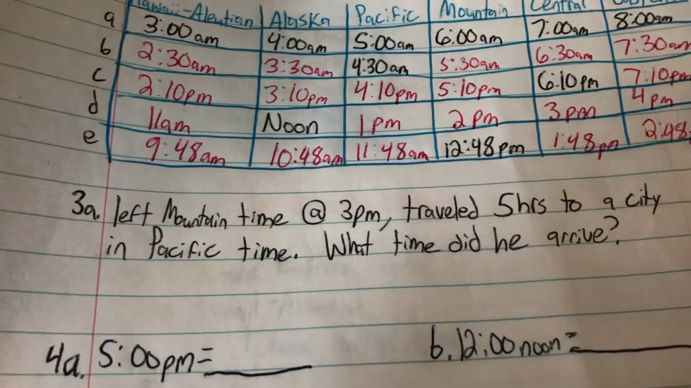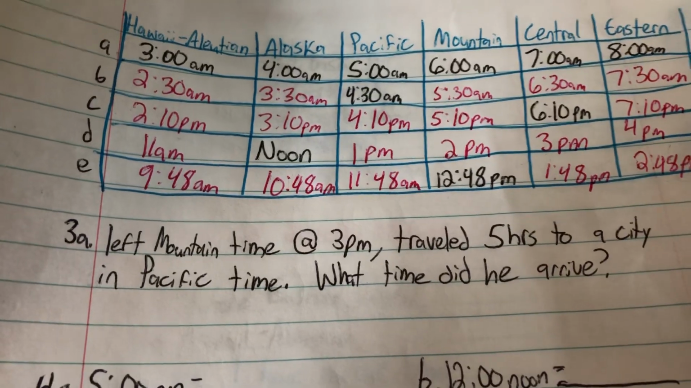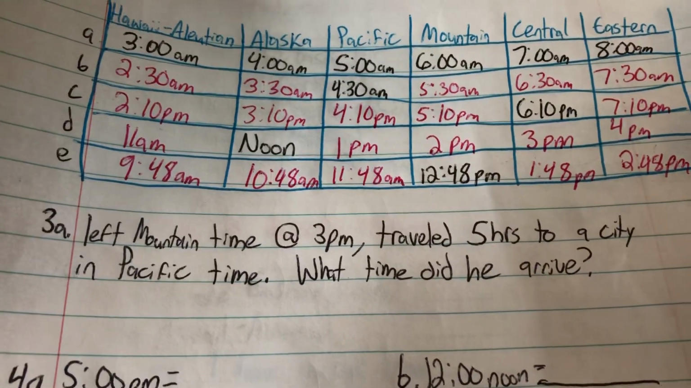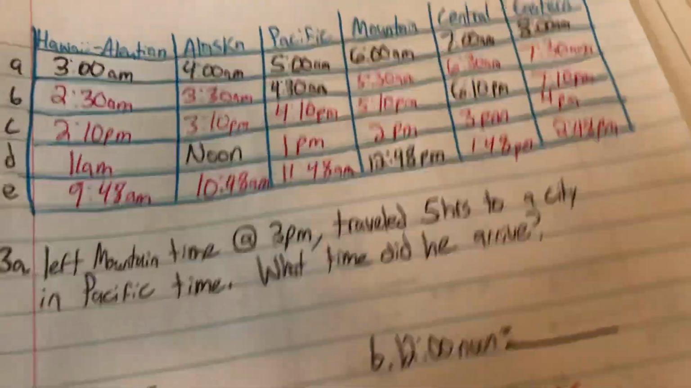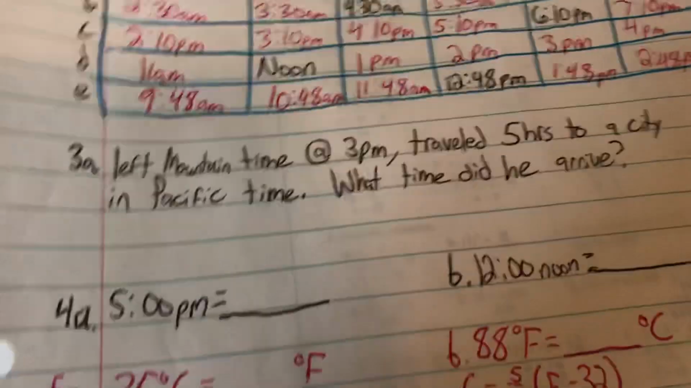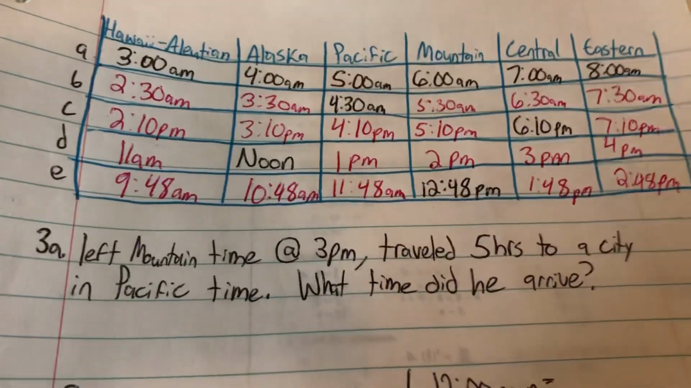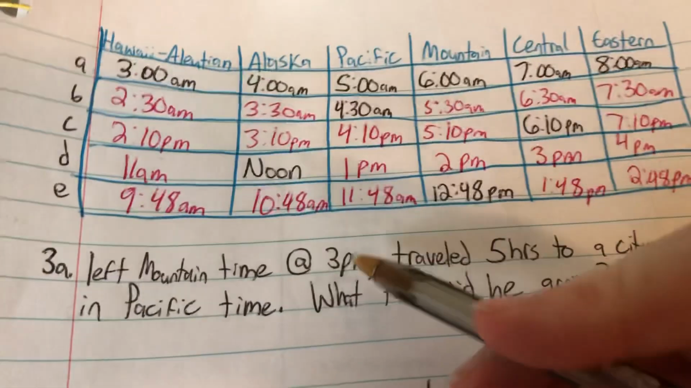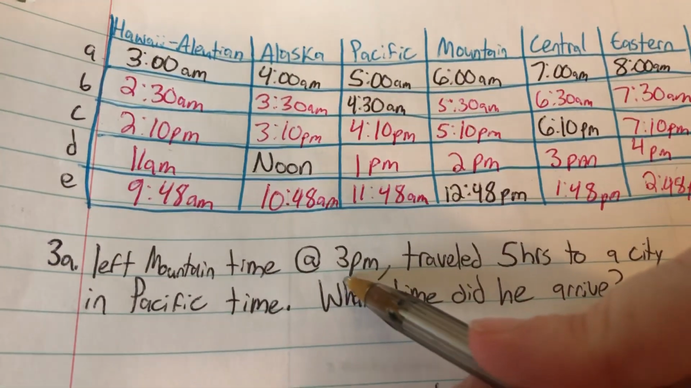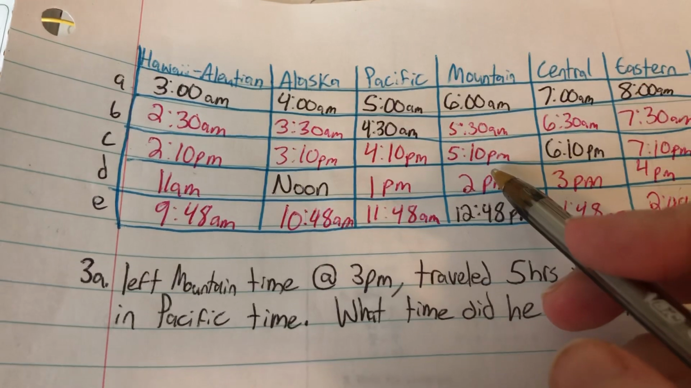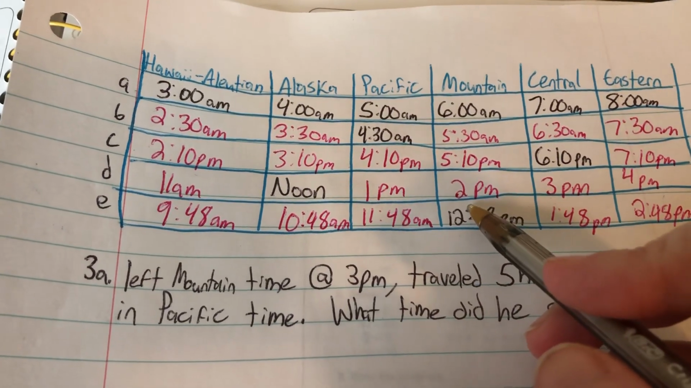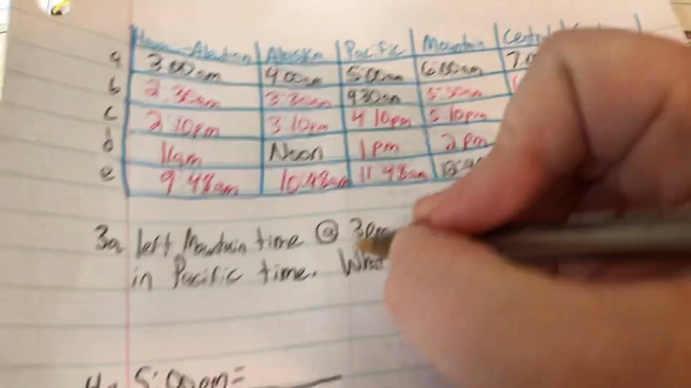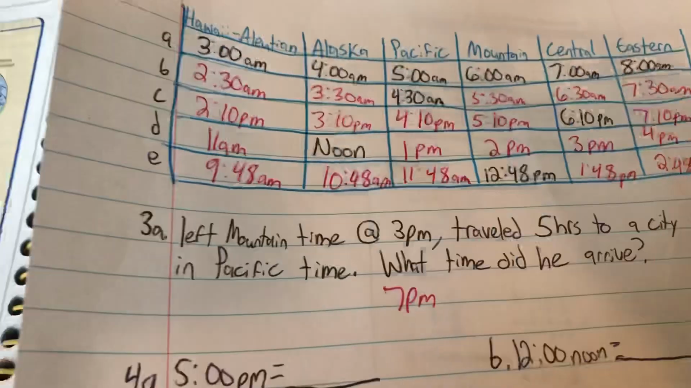Okay, 3 is a word problem. 3A, Jeff left in Mountain Time at 3 p.m. and he traveled 5 hours to a city in Pacific Time. So what time did he arrive? So first, let's think about if he had stayed in that Mountain Time, then it would have been 8 p.m. Mountain Time when he was done traveling. Well, he went to Pacific Time. So 8 p.m. in Mountain Time, back an hour, would be 7 p.m. in Pacific Time.